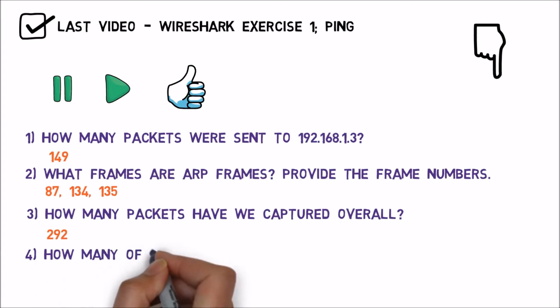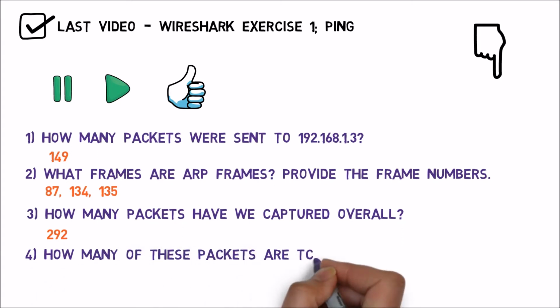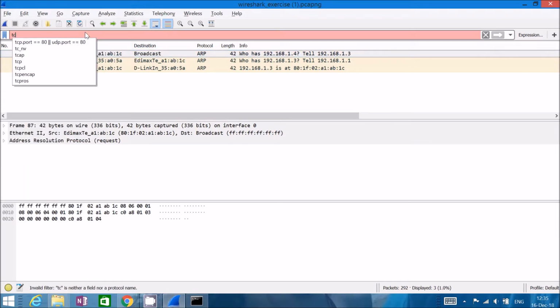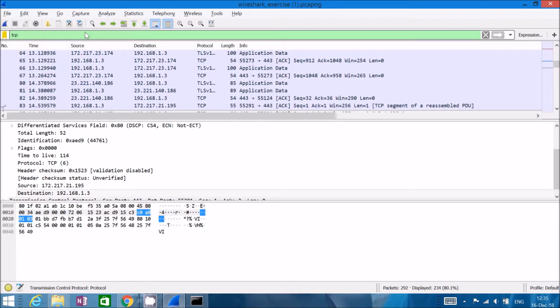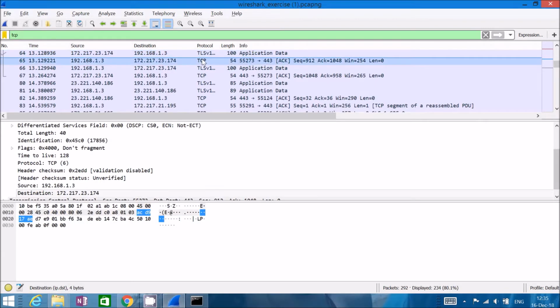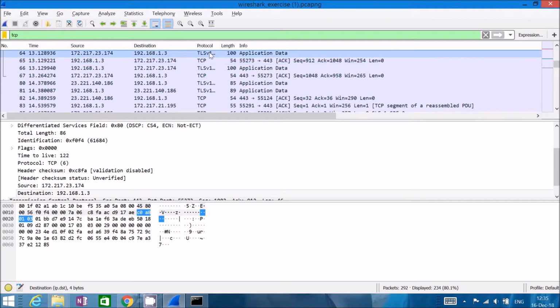Next question. How many of these packets are TCP packets? Okay, so again, in order to filter a specific protocol, we could just type the name of the protocol into the display filter, so TCP. Now notice that not always do we see TCP here in the protocol column. The reason is that TCP is a fourth layer protocol, and sometimes you can find other protocols on top of that, and then Wireshark displays the uppermost protocol.